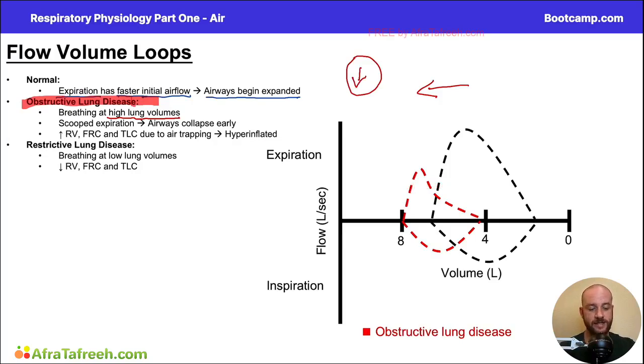The next thing that you're going to notice is that there is a bit of a scooped out portion to the second half of the expiration curve. This is very characteristic of obstructive lung disease curves.